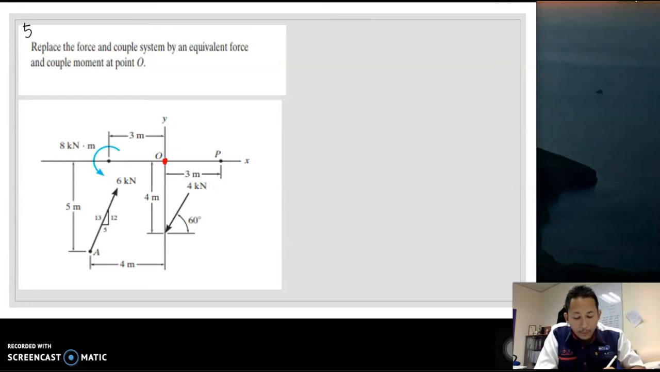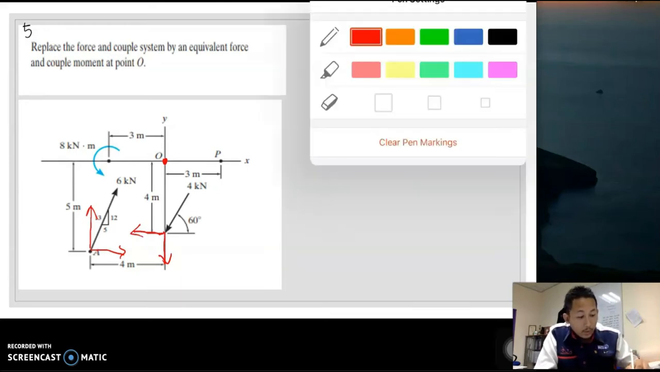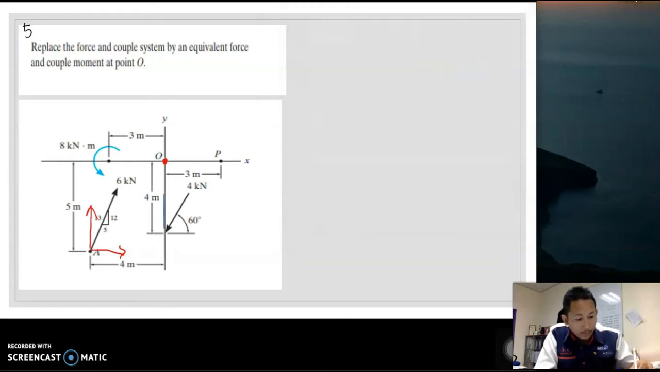We need to break our force into X and Y. So for 6 kilonewton X and Y, and also we have for 4 kilonewton X and Y. Okay, and then we need to calculate our force of X and Y, and then we need to calculate our moment at O.